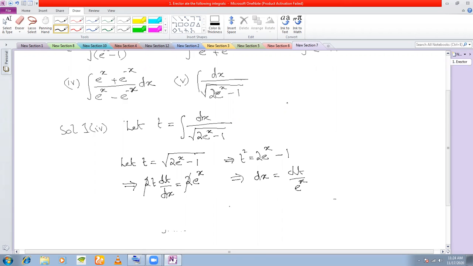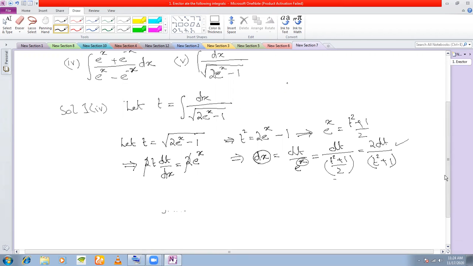But again, we have not changed the entire dx into dt. You have an x here. So from here we'll get the value of e to the power of x. We can write e to the power of x is equal to t square plus 1 by 2. So now this changes to dt by t square plus 1 by 2, so this becomes 2 dt by t square plus 1. So you have now come to know dx in terms of t.